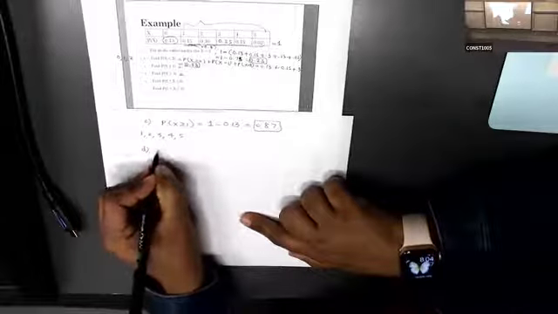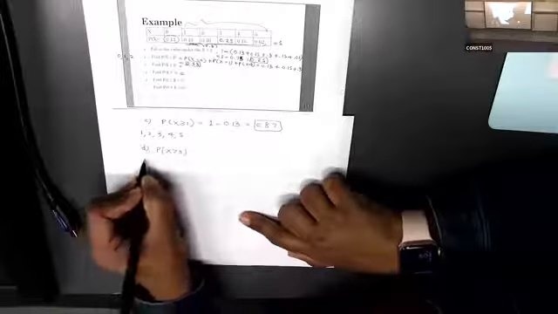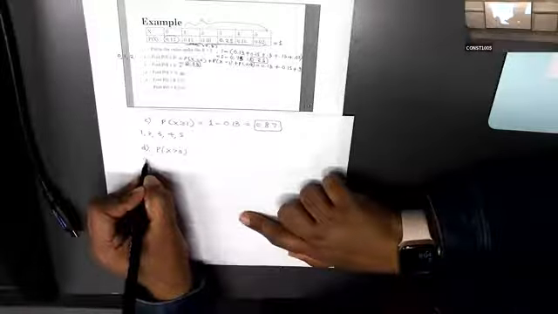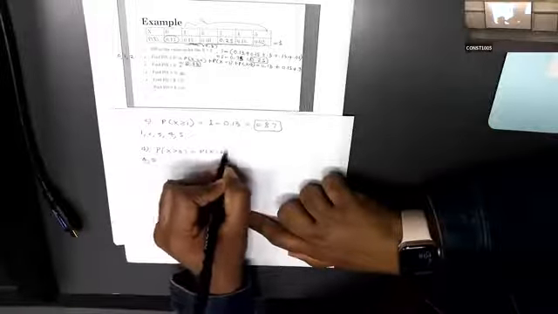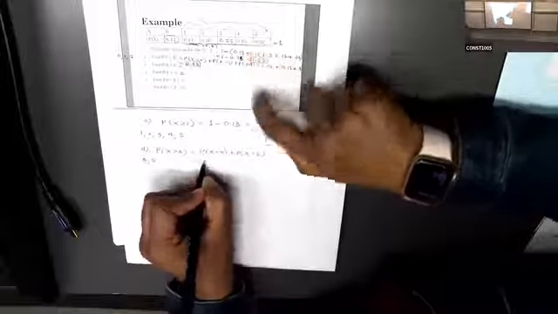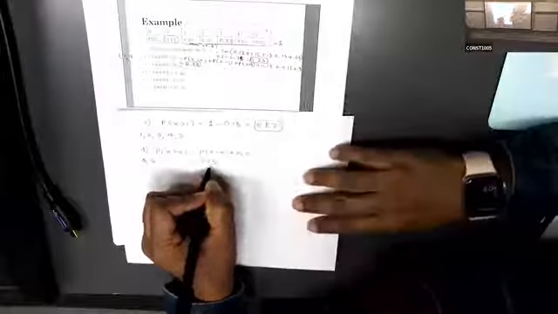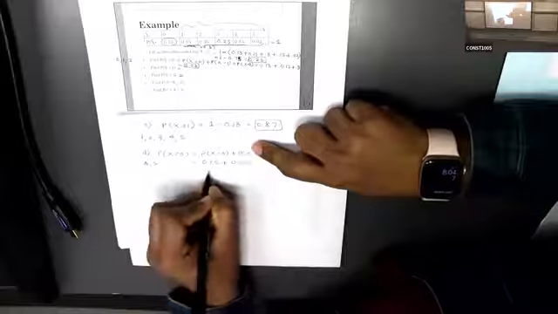For D, the question is the probability of x is greater than 3. So the possible x values are, x can be what? 4 or 5. So we want to consider this probability and this one, 4 and 5. Here the probability of x is equals to 4 is 0.15. Then the probability of x is equals to 5 is 0.02. So the answer is 0.17.